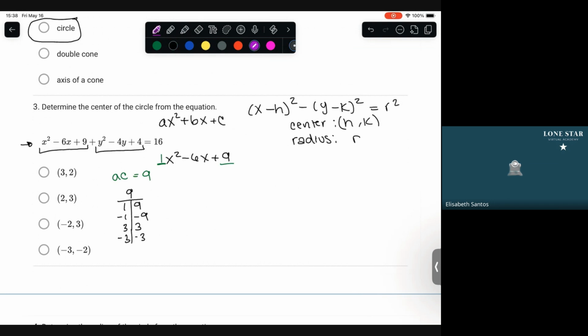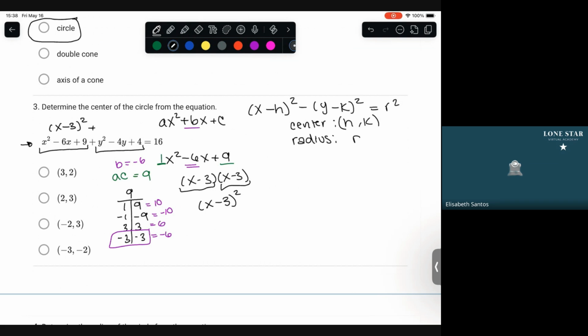Now we want to know which one adds up to B. B is in this location, so B equals negative 6. Which one would add up to negative 6? The first one gives us 10. The second one gives us negative 10, then positive 6, and then negative 6. So it's going to be those factors. We're going to rewrite this as x minus 3, putting the factors there. Since these factors are the same, you can rewrite it as (x minus 3) squared. Okay, so I'm going to rewrite this part and put it on the top.